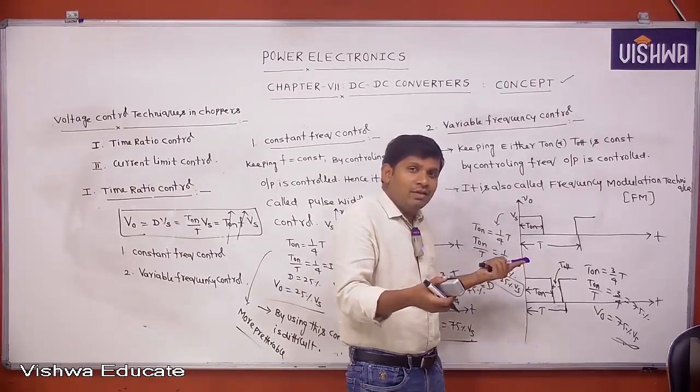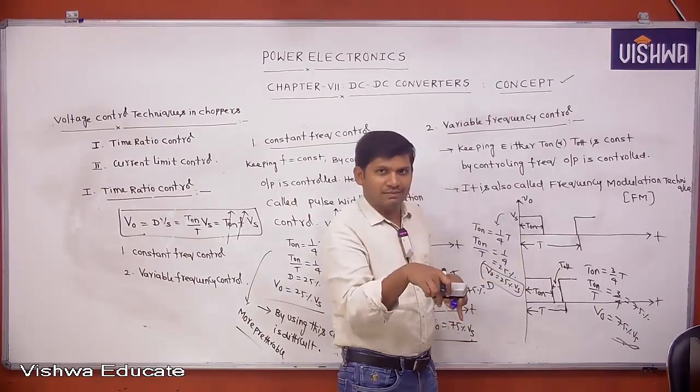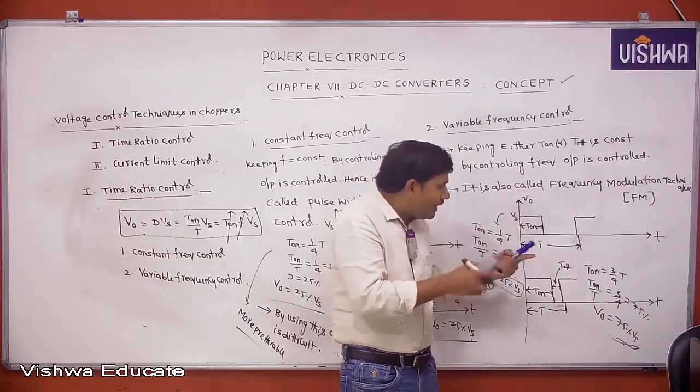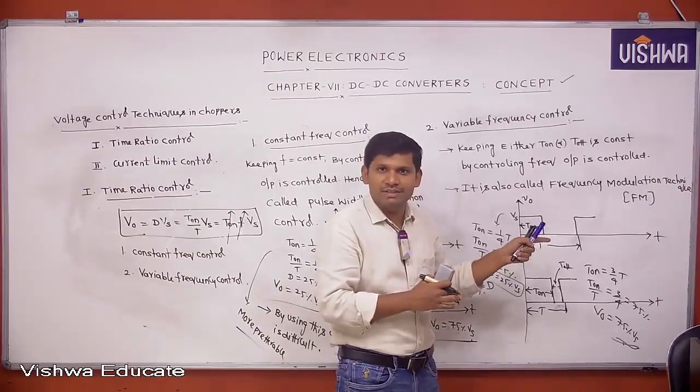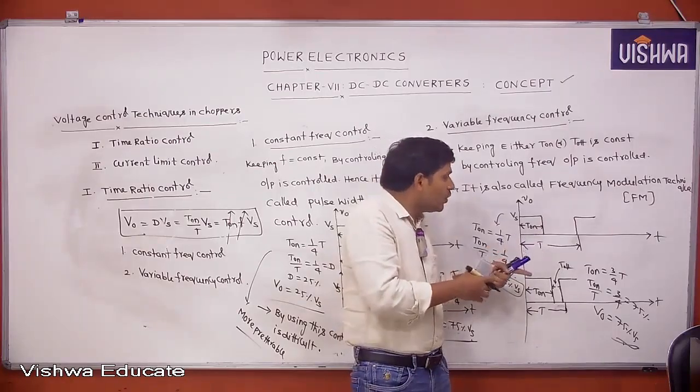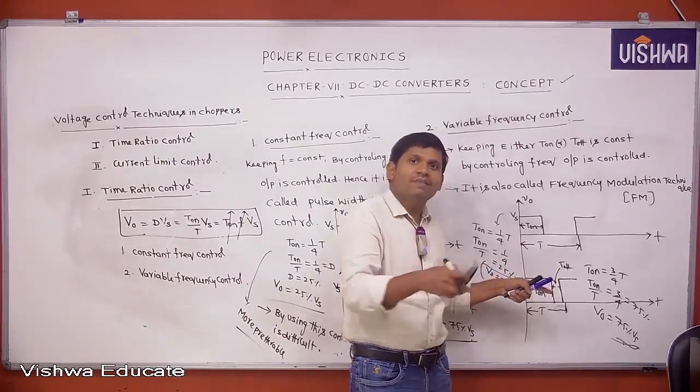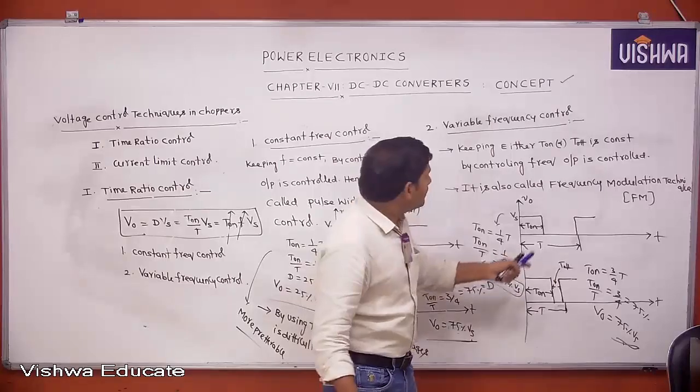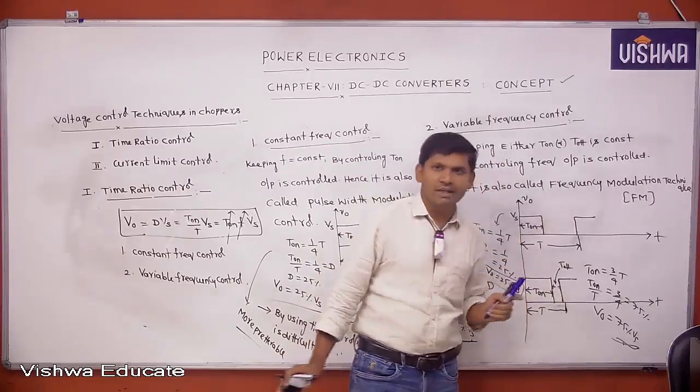You also try maintaining T off constant. Then in that case also the frequency will change. Maintaining T off constant, see how the output is controlled; in that case also the frequency changes. That example you try. Okay, this is about what variable frequency control is.